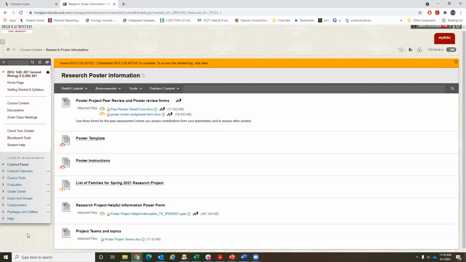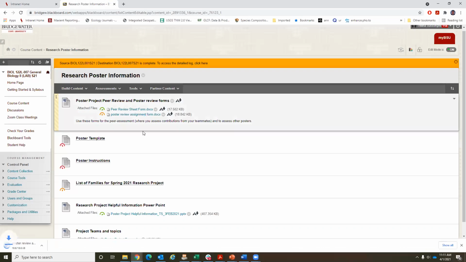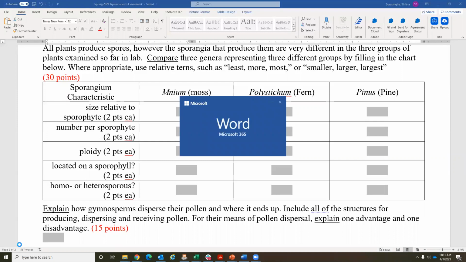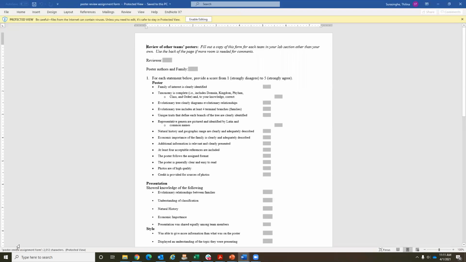Now, the review you do will be held in confidence. That will not be visible to your team members, right? Only I will be the one reading that, right? And the second one, the poster review assignment form, let's look at that really quickly so that we know what it is. Wait until this opens up, right? So the second form that you're looking at right now is for when you are reviewing other posters, right?